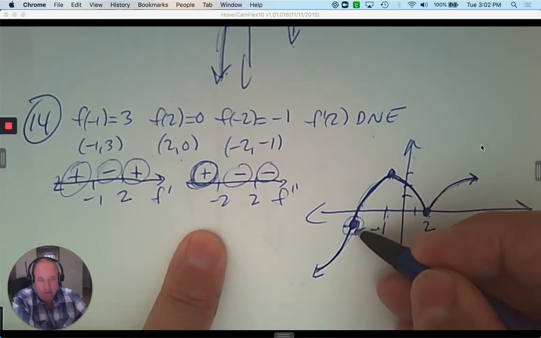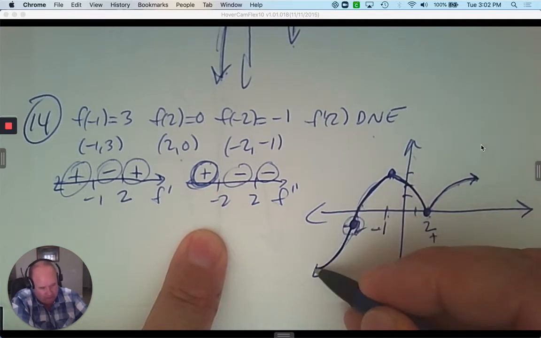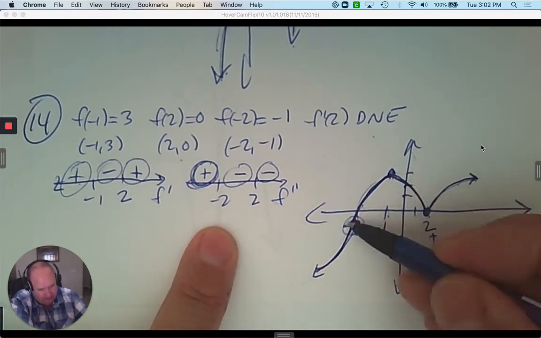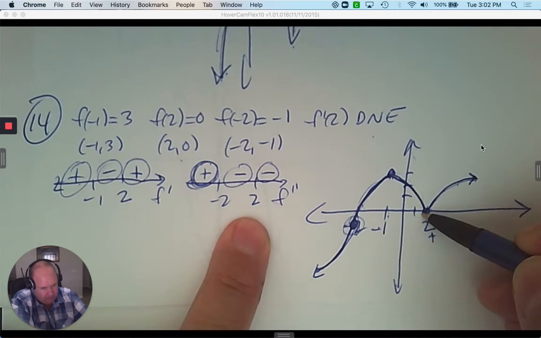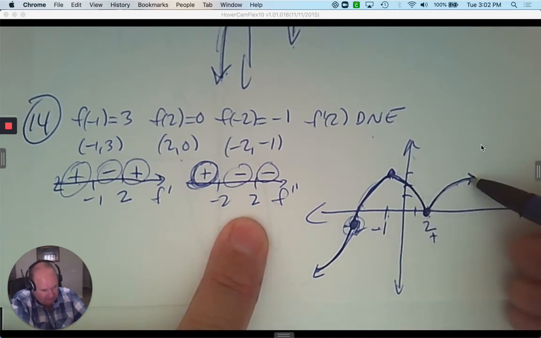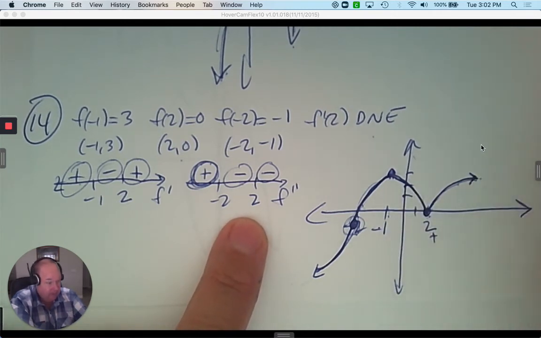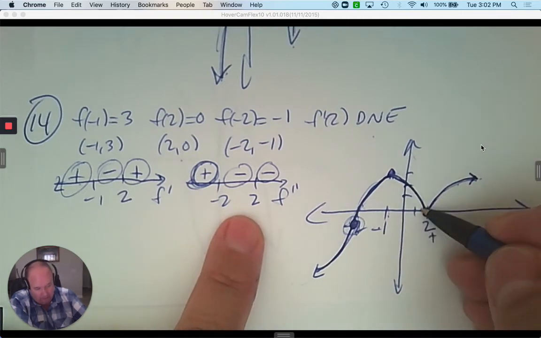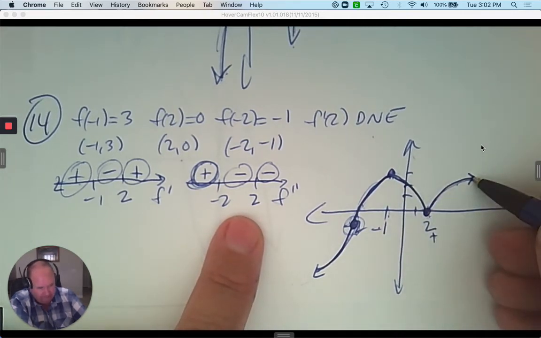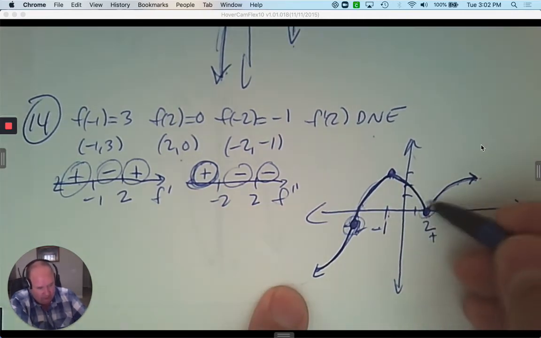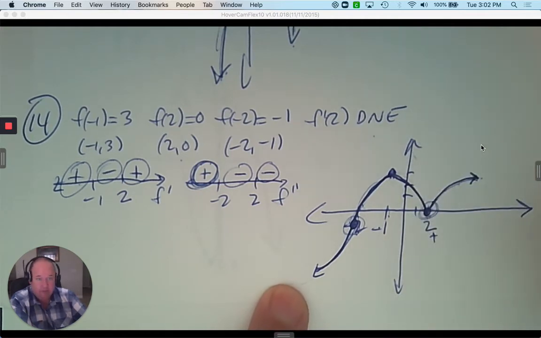So right here is negative 2. So it's going to smile, and then it's going to frown to positive 2, and then it's going to continue to frown past 2. So it frowns and frowns. You can frown decreasing, or you can frown increasing. And then at 2, did it create a cusp so the derivative doesn't exist?